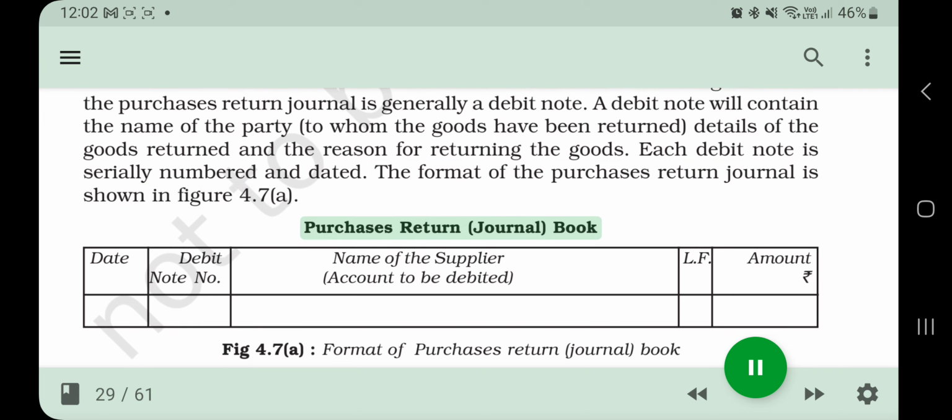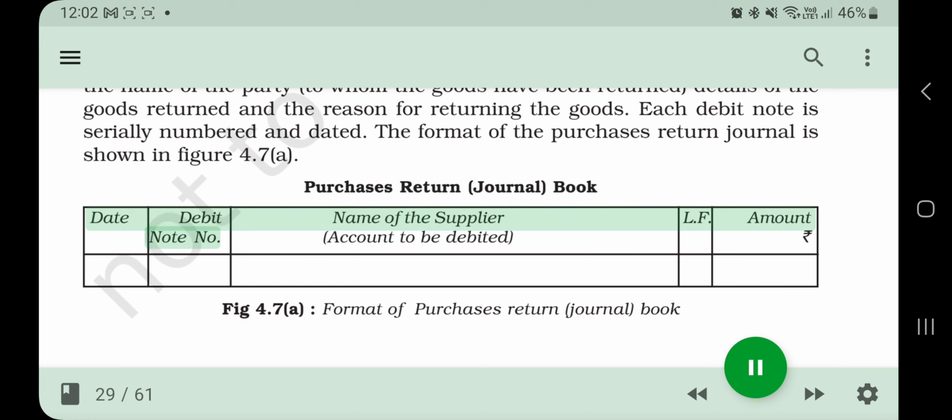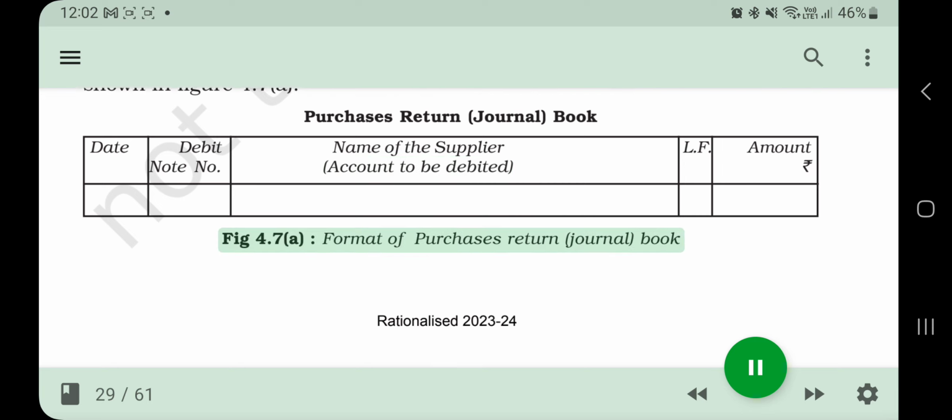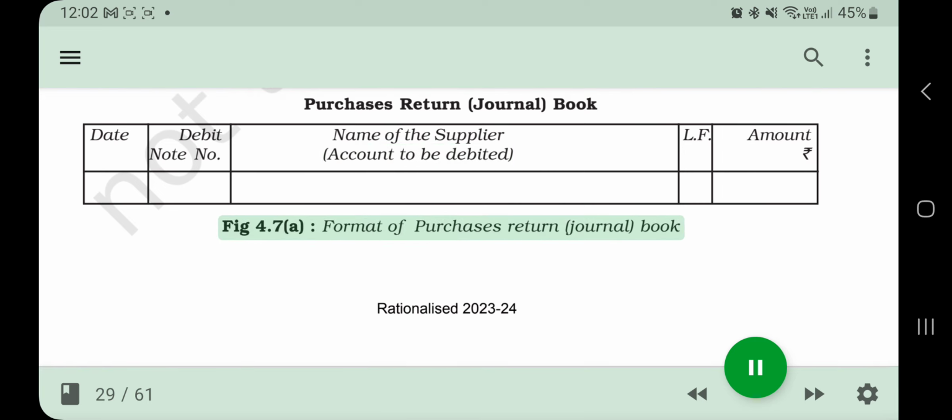Purchases Return Journal Book. Date, debit, name of the supplier, LF, amount, note number. Account to be debited. Fig. 4.7a. Format of Purchases Return Journal Book.